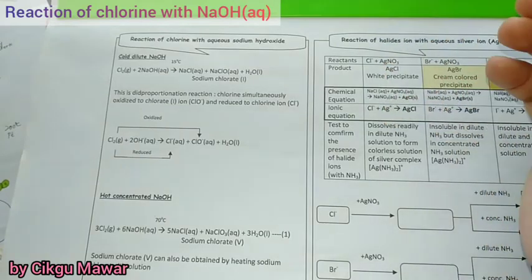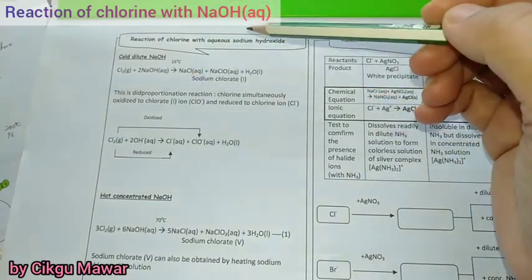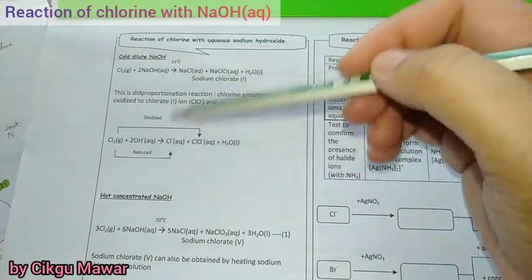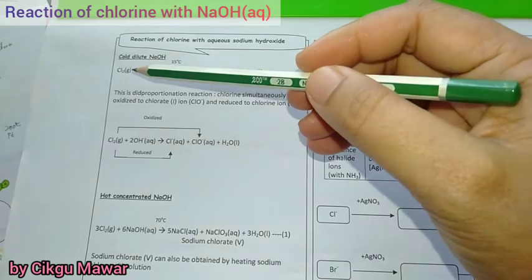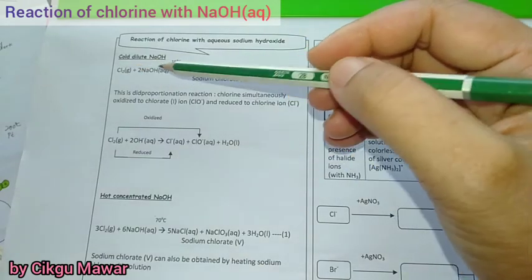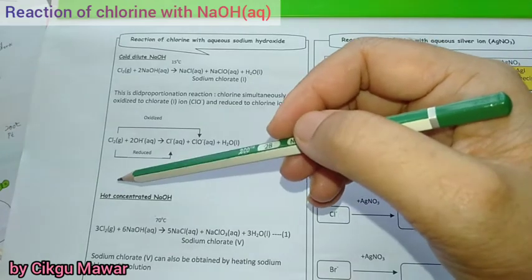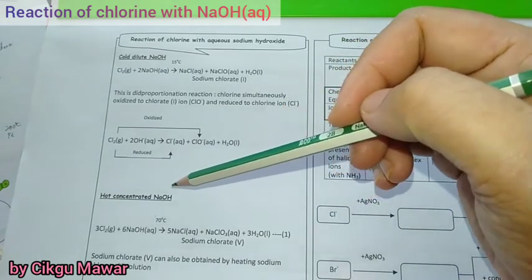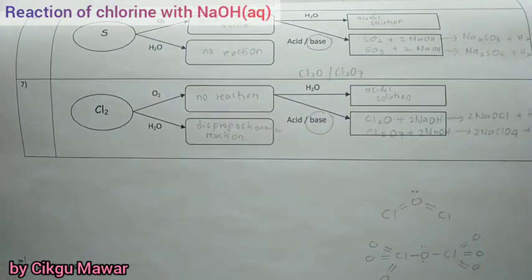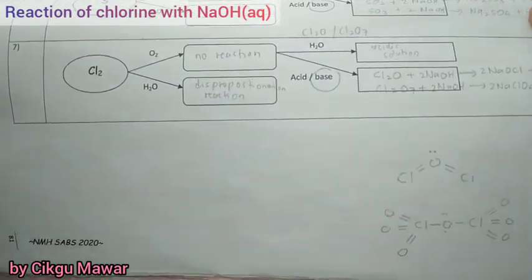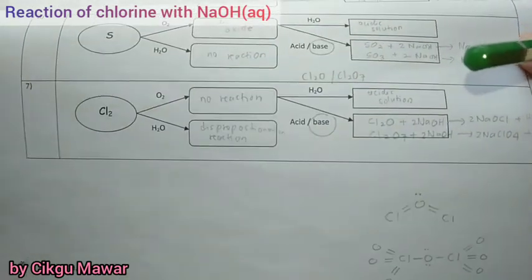Actually, chlorine can react with NaOH under two conditions. The first one, chlorine will react with cold dilute sodium hydroxide, and the second one, chlorine can react with hot concentrated sodium hydroxide. Now I want you to take a look at our previous lesson, page 81, topic periodicity.